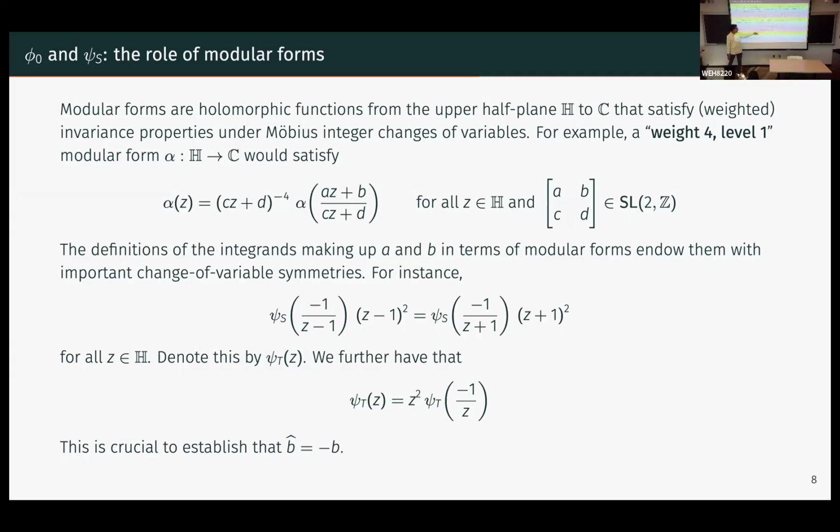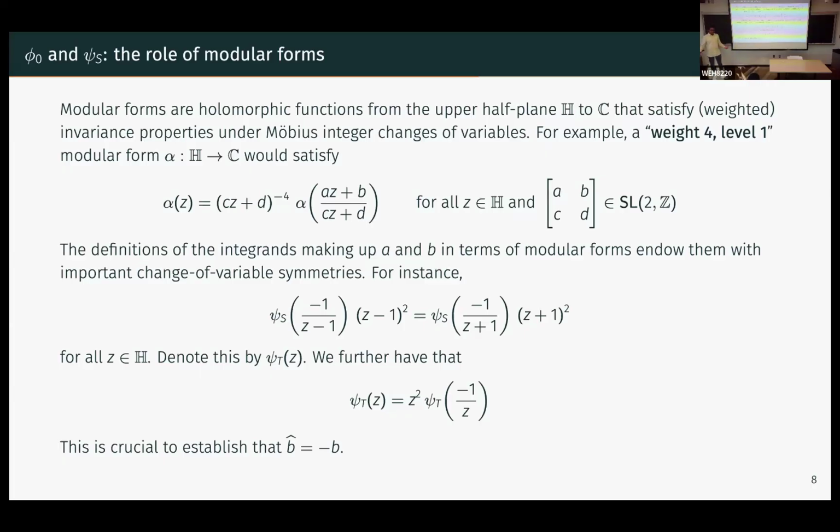If you define this function to be psi t, then psi t also has some change of variable property. So you have a whole bunch of these Möbius-like invariance things, these weighted ones. You see an exponent of 2, you see an exponent of 2. So you have these weighted Möbius invariance properties that come up time and time again in this proof. And these are crucial to establish that.